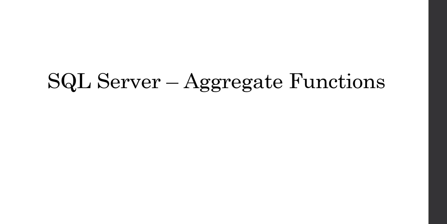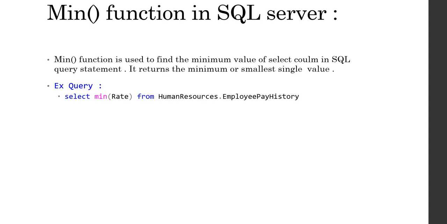Hello everyone, in this series of SQL Server videos, let's see another aggregate function in SQL, which is the minimum function. The minimum function in SQL finds the minimum value of the selected column. It returns the smallest value, and it returns a single value. You have the sample query on the screen. Let's see practically how it works in our SQL editor.